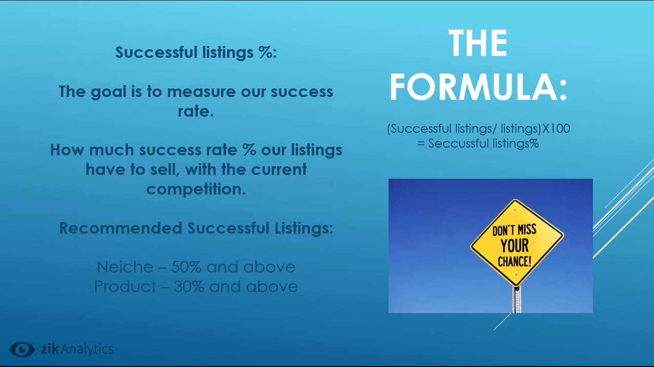The goal of the successful listings is to measure our success rate, meaning how much chance our listings have to sell with the current competition. The recommended successful listings for a niche is 50% and above, and for a product is 30% and above. I hope that's clear.